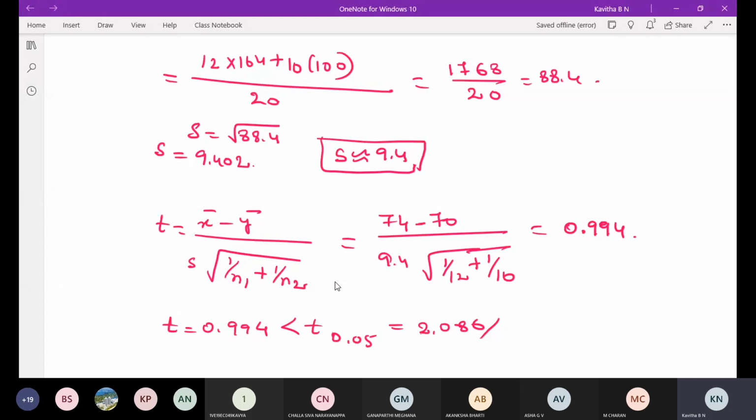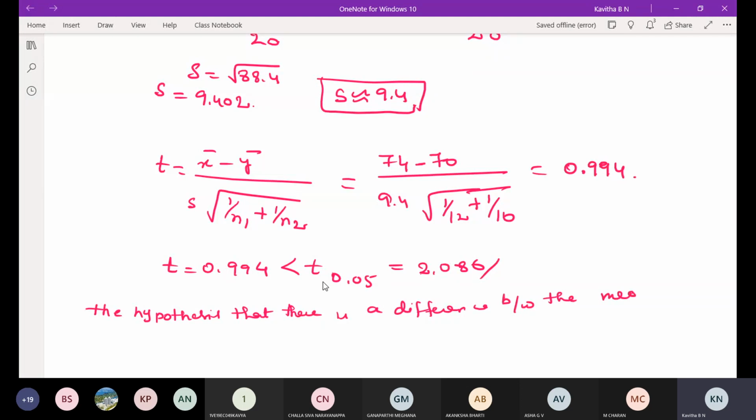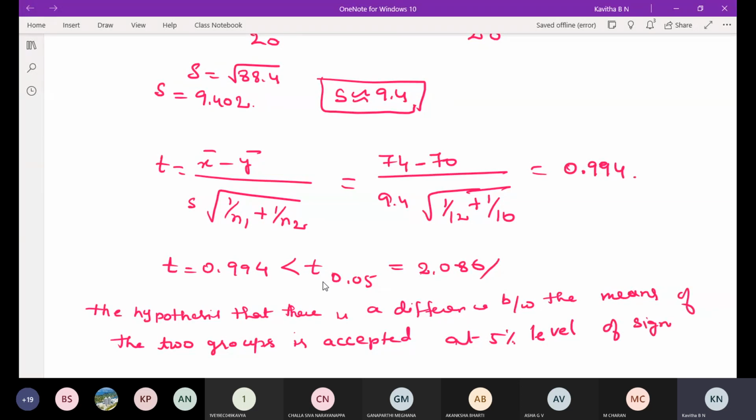So the hypothesis that there is a difference between the means of the two groups is accepted at 5% level of significance.